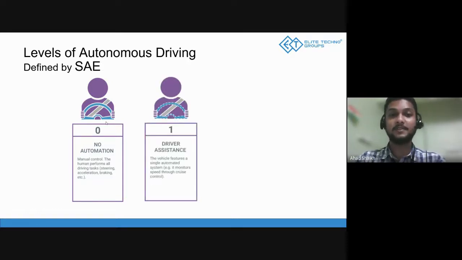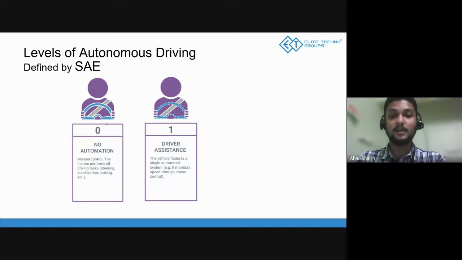What happens in the first level of autonomy? There could be one feature which assists the driver in driving or riding the vehicle. Those features could be the lane assist sensor or the rear parking sensor, which gives an indication that there is some obstacle. Those kinds of things come under level one driving assistance.